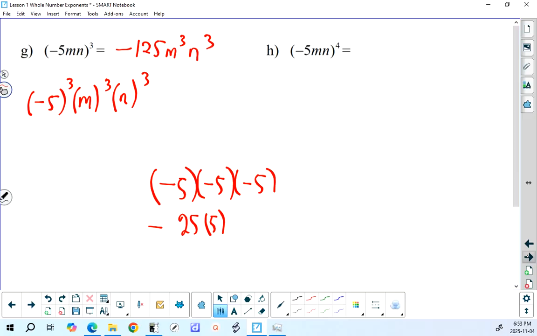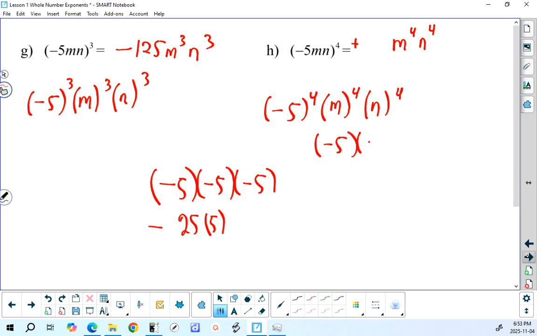Over here, this means negative 5 to the 4 times m to the 4 times n to the 4. So we're definitely going to get m to the 4, n to the 4. But this is going to be positive because we have this negative number multiplied by itself 4 times. So negative times negative will give you a positive. Negative times negative will give you a positive. This whole thing is going to be positive. And I think when you multiply 5 times 5 times 5 times 5, and you can check this with your calculator, you're going to get 625.